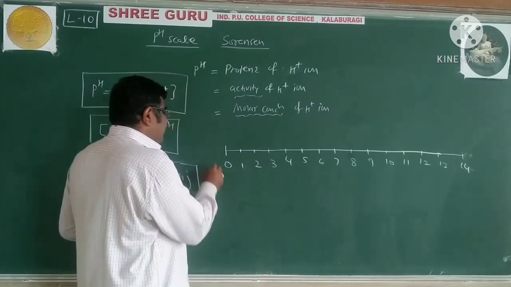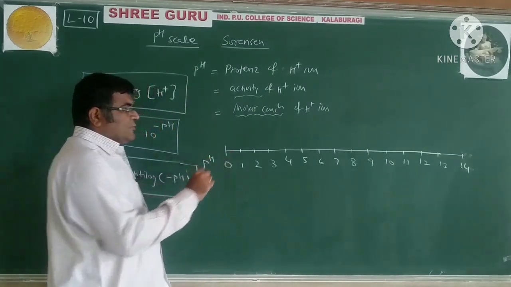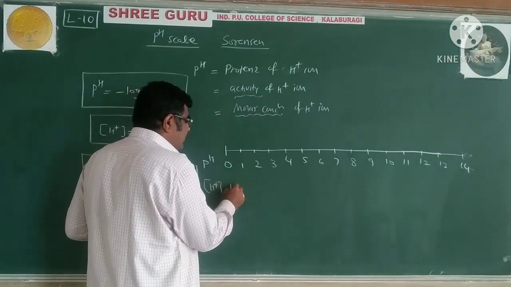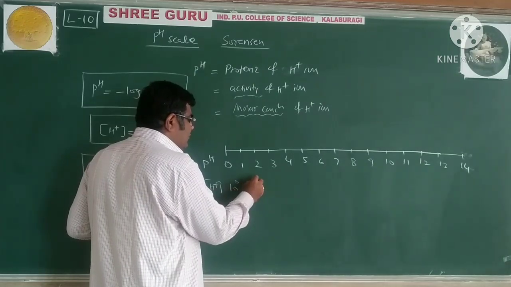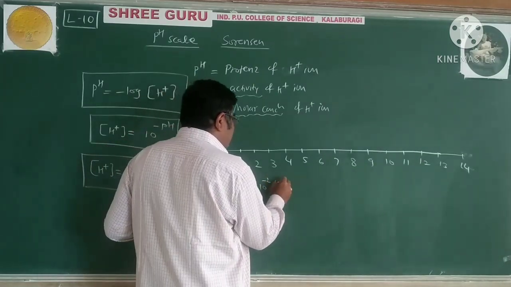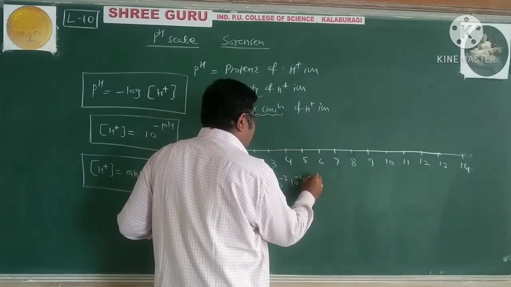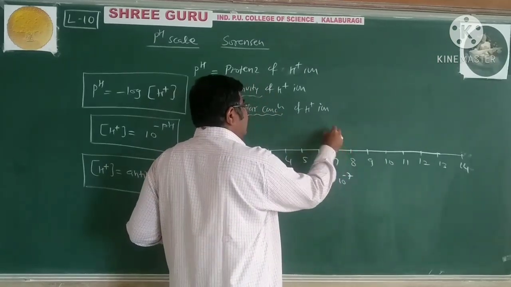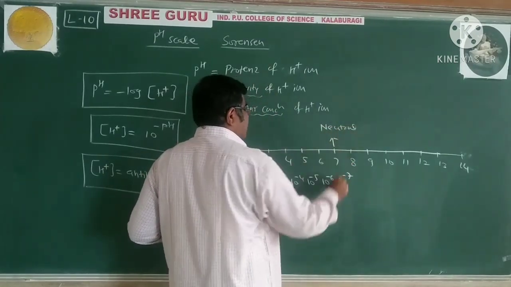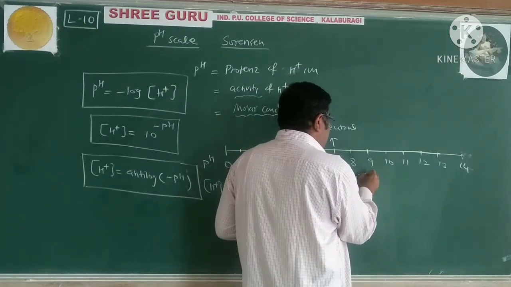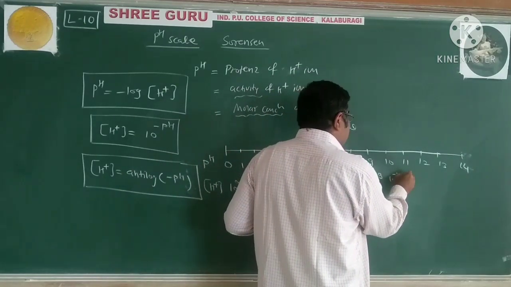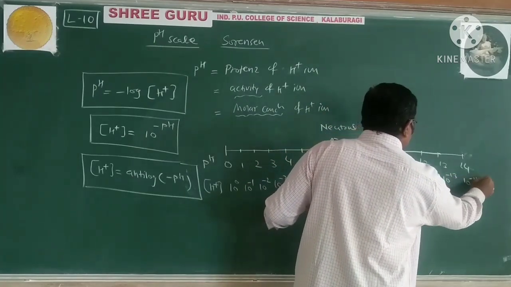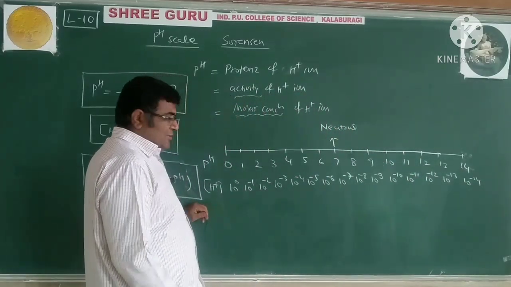He said these are nothing but the pH of these various solutions. What is the H plus ion concentration here? 10 raised to 0, 10 raised to minus 1, minus 2, minus 3, minus 4, minus 5, minus 6 and minus 7 means this point corresponds to neutral pH. This is 10 raised to minus 8, and it goes on decreasing: minus 10, minus 11, minus 12, minus 13, minus 14. These are the H plus ion concentrations.